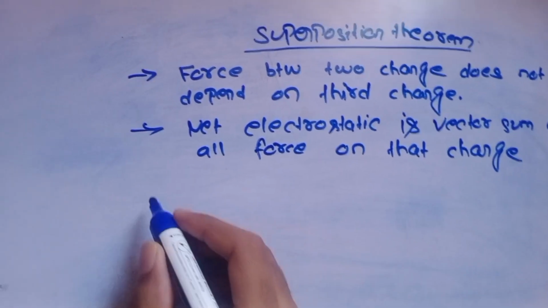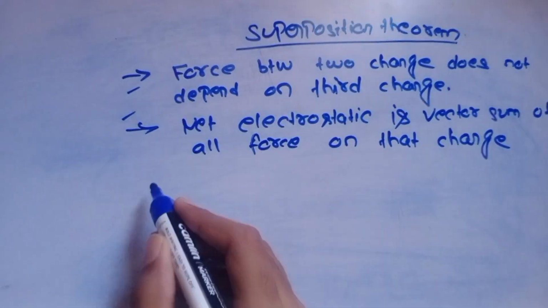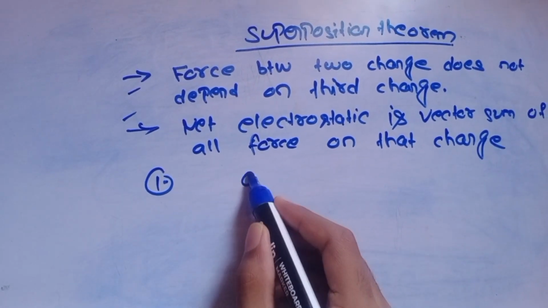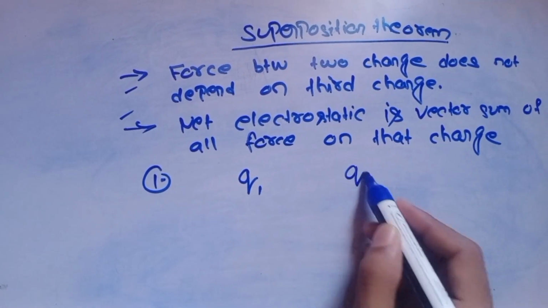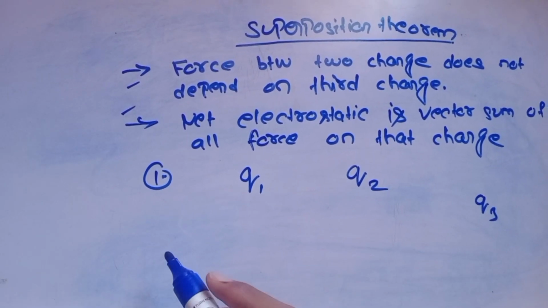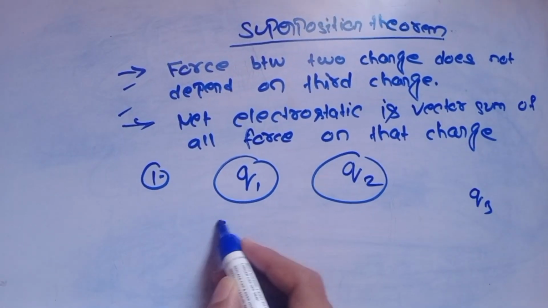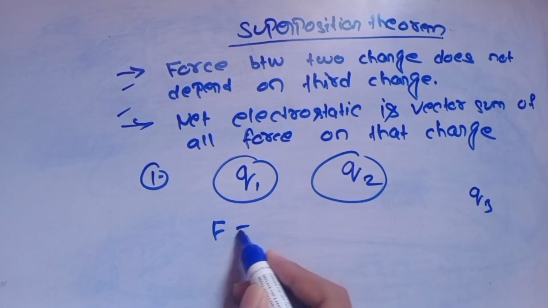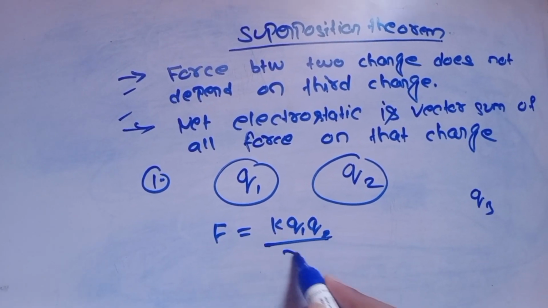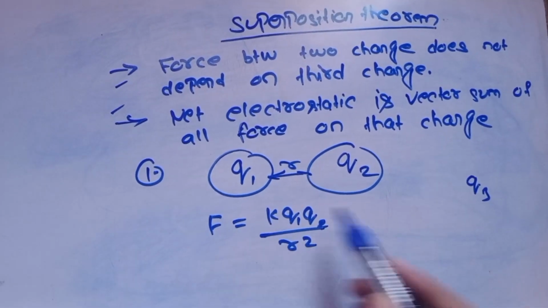Here we take one example to prove these two sentences. First, here we have Q1, Q2 and Q3. We want to calculate the force between Q1 and Q2. So the force between Q1 and Q2 equals K Q1 Q2 divided by R square. It does not depend on the third charge.